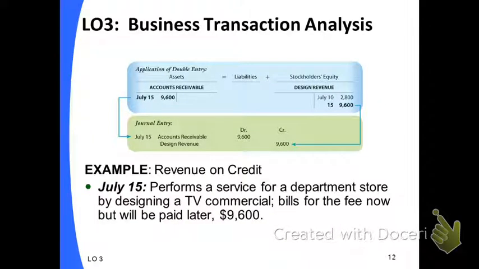Next, we have a transaction where we are recording revenue on account. July 15th, we perform a service for a department store by designing a TV commercial. We bill them for the fee now, but they will pay us later. So we record an increase in our revenue by crediting our revenue, and we record an increase in our assets by recording a debit to our accounts receivable.